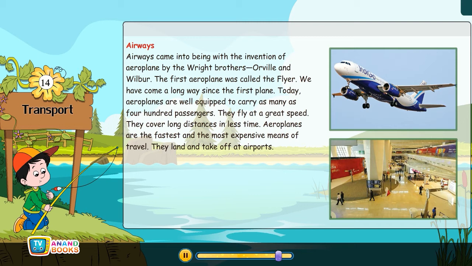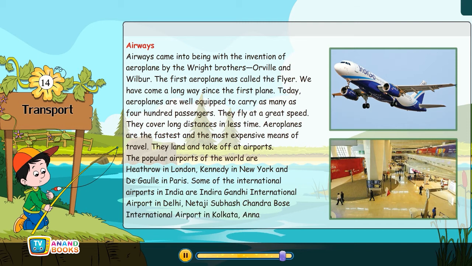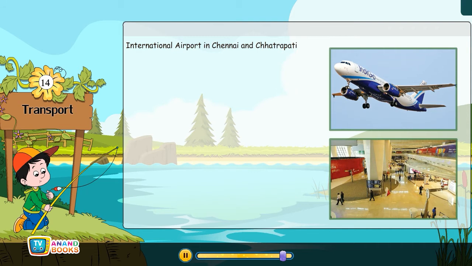They land and take off at airports. The popular airports of the world are Heathrow in London, Kennedy in New York, and De Gaulle in Paris. Some of the international airports in India are Indira Gandhi International Airport in Delhi, Netaji Subhash Chandra Bose International Airport in Kolkata, Anna International Airport in Chennai, and Chhatrapati Shivaji International Airport in Mumbai.